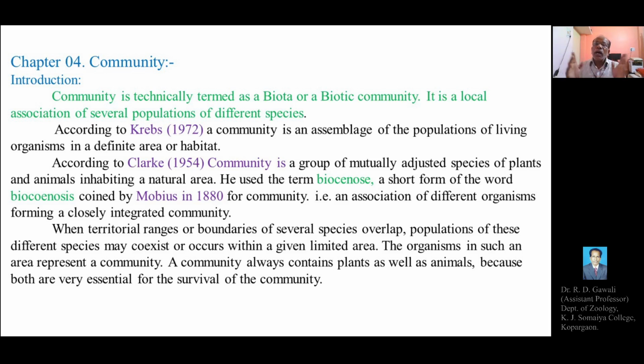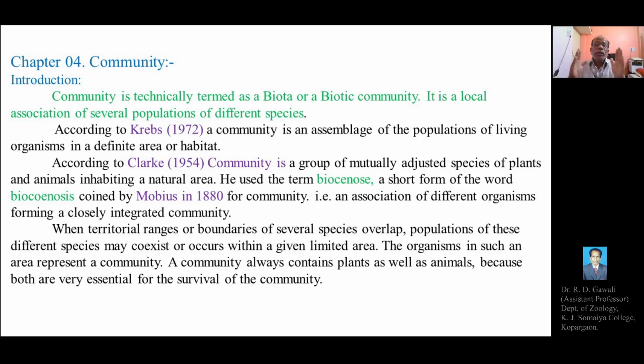So a community always contains plants as well as animals, because both are very essential for the survival of the community. Animals or plants alone cannot exist, but the existence of both plants and animals is essential for the survival of the community, that is, so that the survival of both is possible.